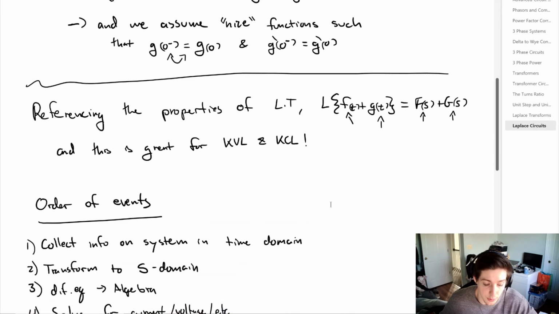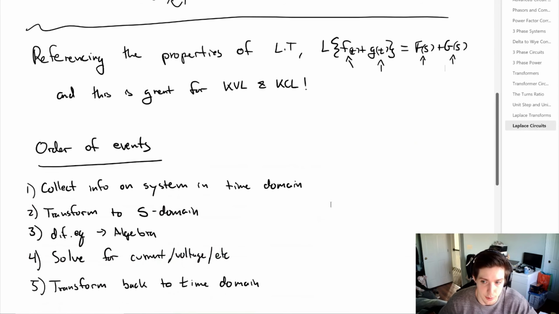So as far as the order of events for how to analyze a Laplace circuit, first, we want to collect some information in the time domain. That could be those zero state conditions or whatever may be relevant. Then we want to transform everything into the S domain, or the complex frequency domain. And that allows our differential equation to become an algebraic equation. From that algebraic equation, we solve for current, voltage, power, anything we want really. And then we can transform back into the time domain.